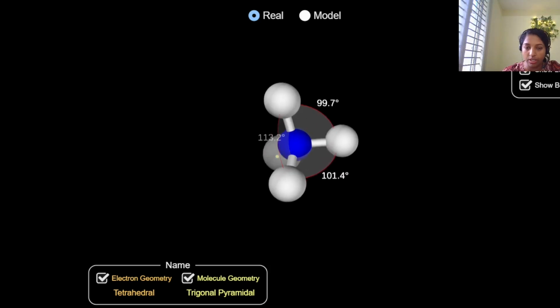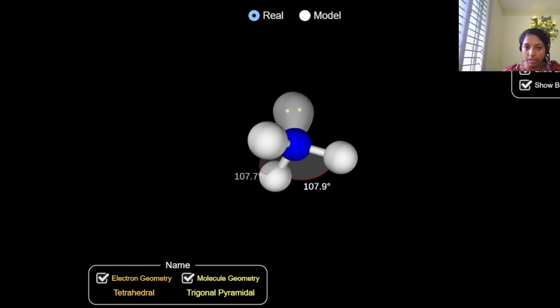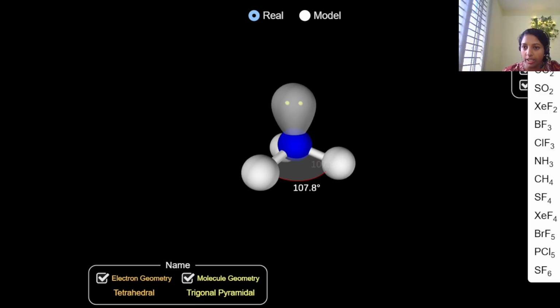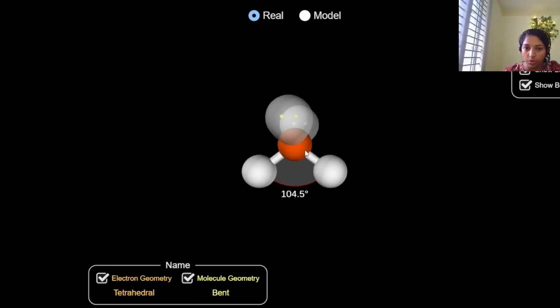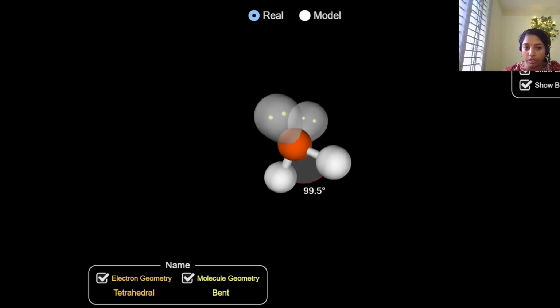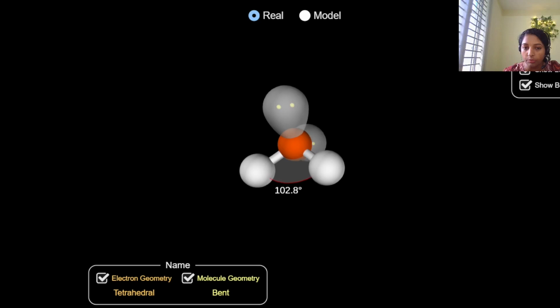See, this is NH3. The top is the lone pair. So just hide this position and look at the remaining molecule. What's the shape? Trigonal pyramidal. Okay, and then what about H2O? Again, just look at the molecule without the lone pairs. So see, the shape is bent. Still, the electron geometry is tetrahedral, but that's not the shape; the shape is bent.